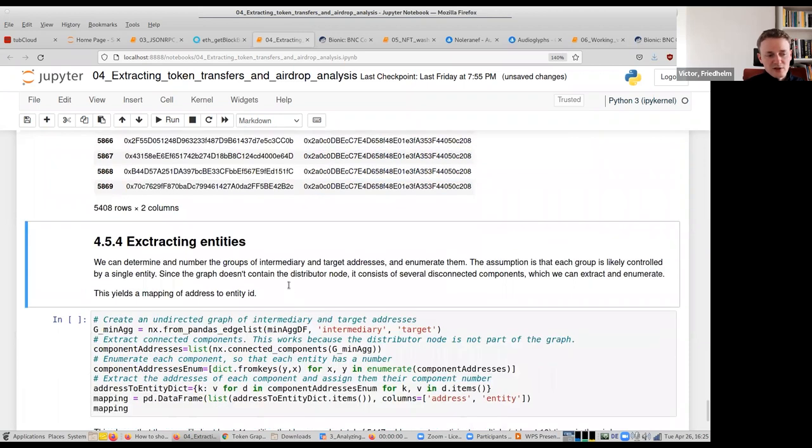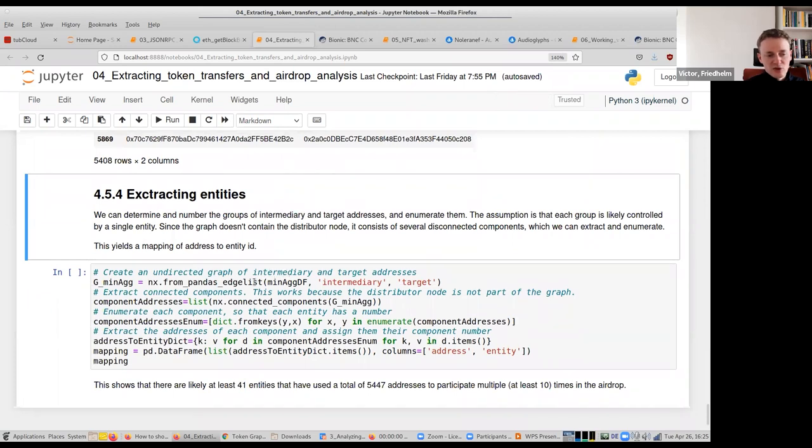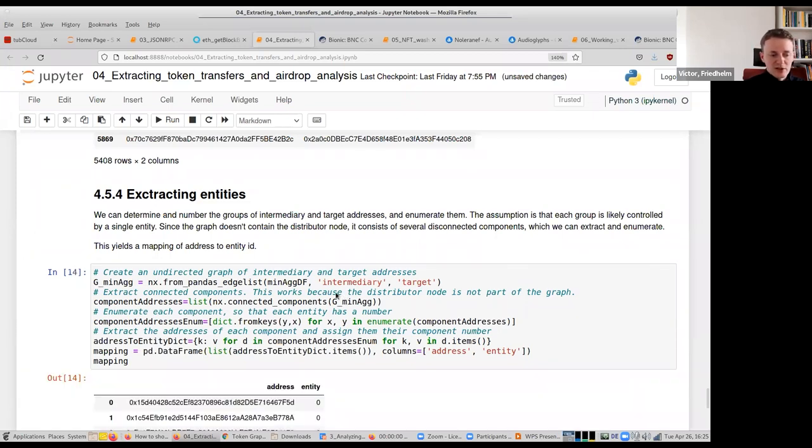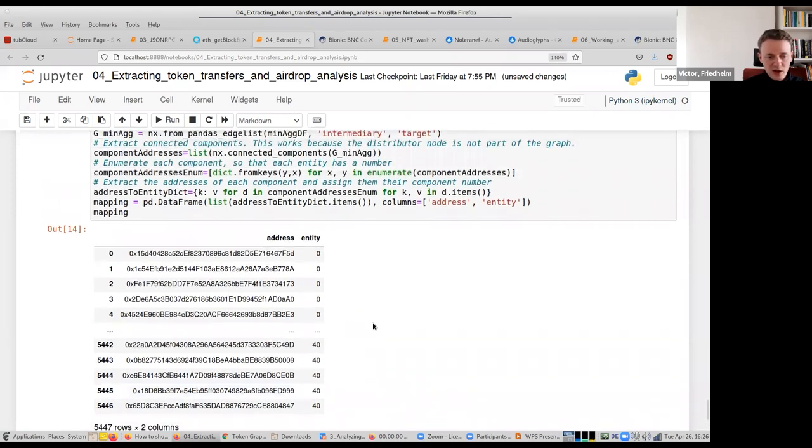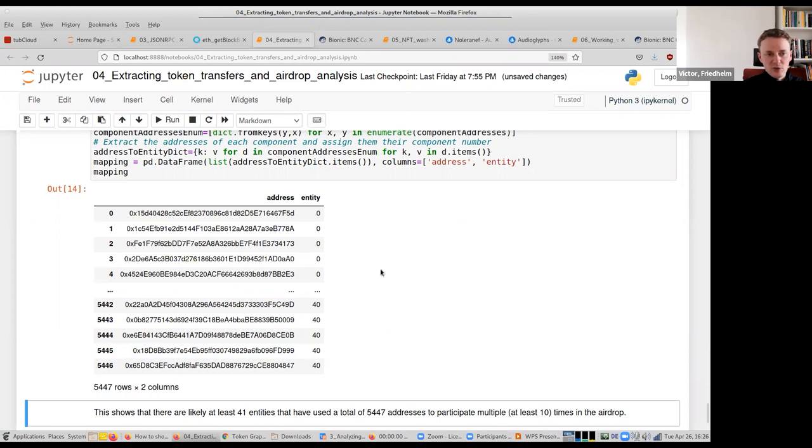And then finally, we can extract entities from that by creating a new graph out of it. So this intermediary to target node graph. And then for each connected component that we find, so for each disconnected subgraph, give that group a label saying that's probably one entity. And so if we do that, then it turns out there are 40 of these subgraphs, or 41. And so it's quite likely that there are something like 41 entities that have used a total of more than 5,000 addresses.